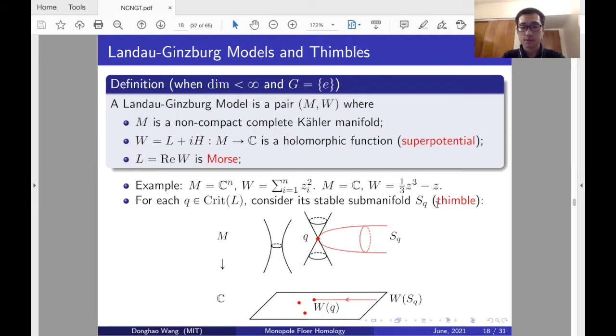A thimble is simply the stable submanifold associated to this critical point, and its projection onto the complex plane is simply a ray emanating from this critical value. The upshot is a thimble is always a Lagrangian submanifold. In particular, its dimension is always half of the dimension of the total space. Thimbles are important because they generate the Fukaya category of this Kähler manifold.